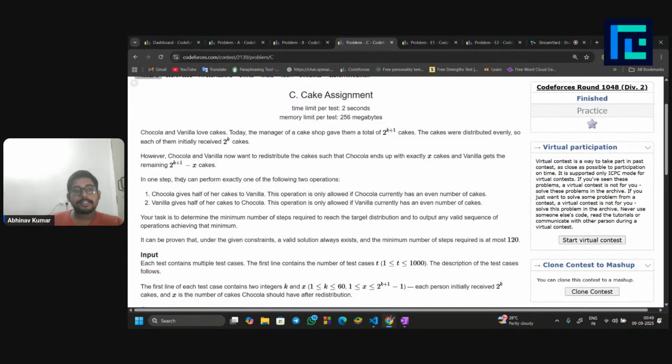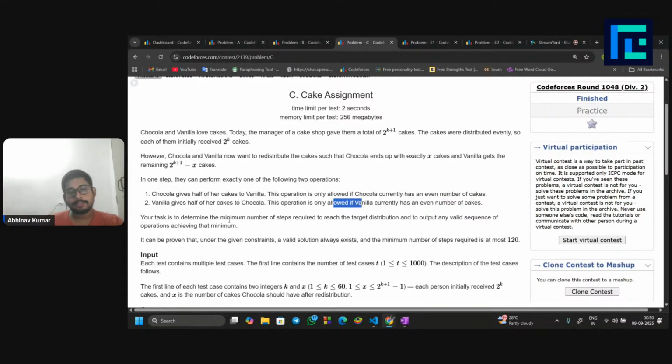Now, in one step, they can perform exactly one of two operations. Initially you start with a state where both of them have 2 to the power k cakes each. You want to reach a state where the first person has x cakes and the second person has the remaining cakes. First, Chocola gives half of her cakes to Vanilla. The operation is only allowed if Chocola currently has an even number of cakes. Operation 2 is the same: if Vanilla has an even number of cakes, she can give half of her cakes to the other person.